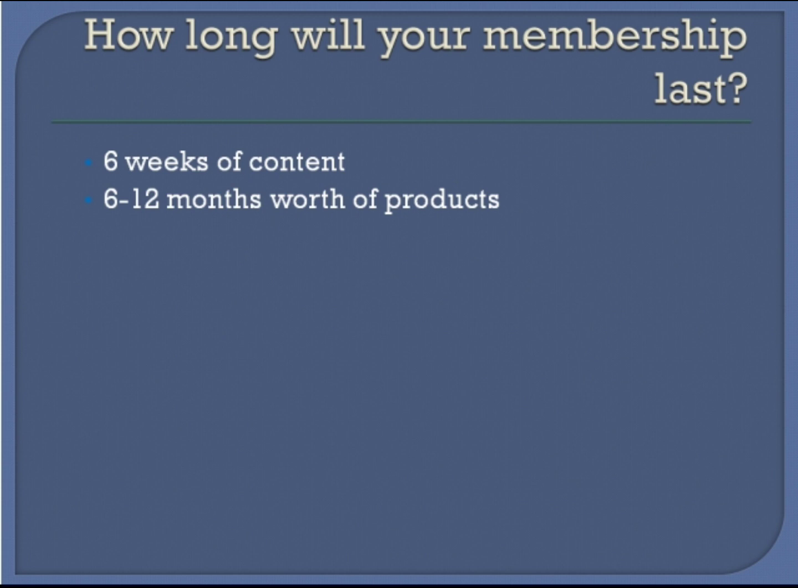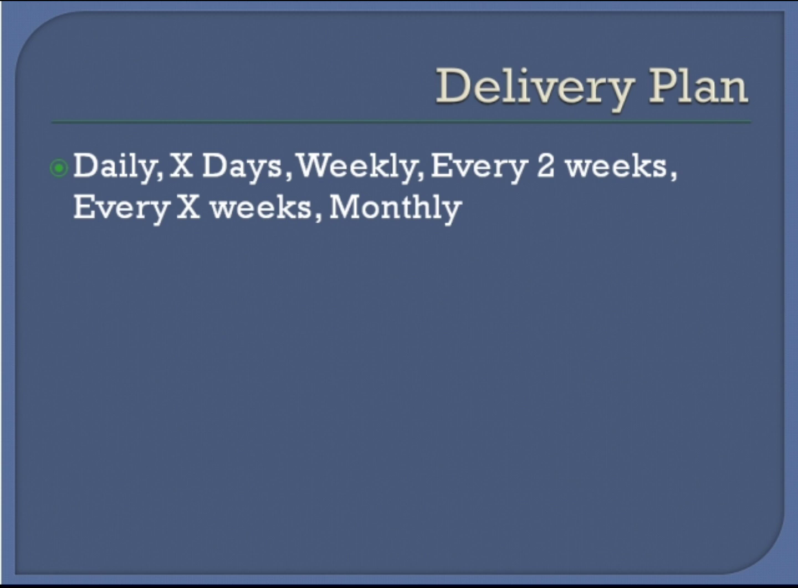If you understand all of this, then it'll make it easier for you to figure out how long your membership site will last, because it varies from niche to niche, from topic to topic, and from market to market. So figure that out, and once you figure out how much content you have and how long it'll last, then you can understand your delivery plan. And that's very, very easy. It just follows through with the same thing. You can do daily, X number of days, weekly, every 2 weeks, every X weeks, monthly, and so forth.